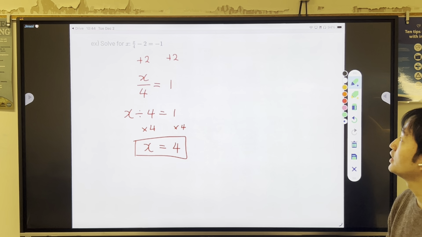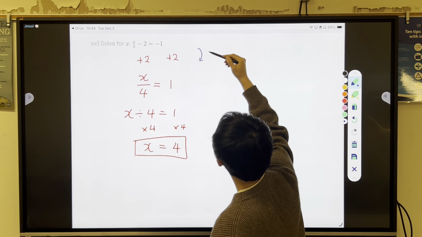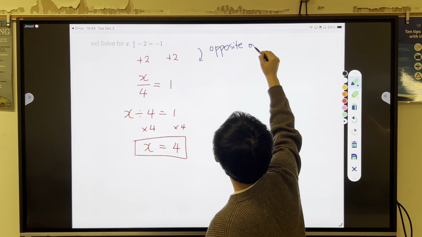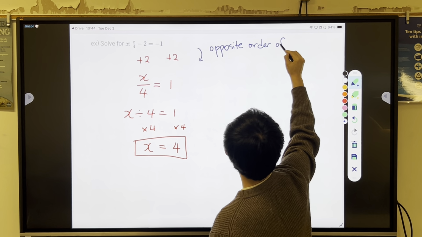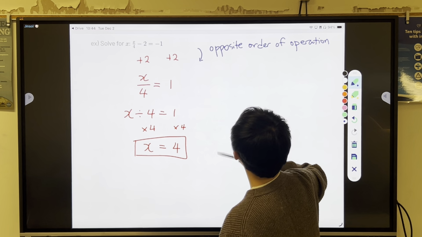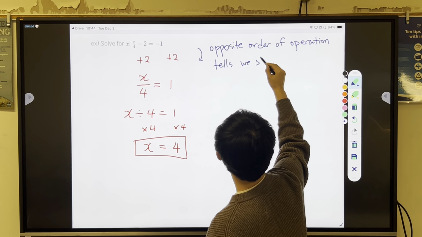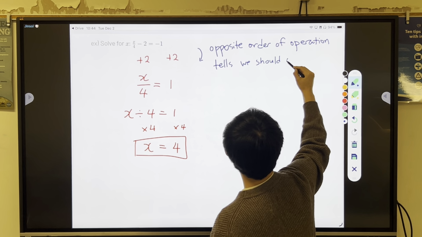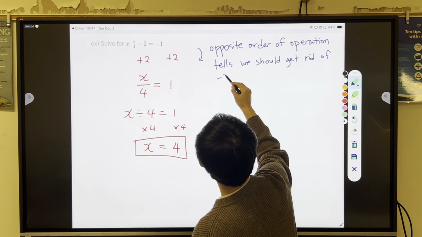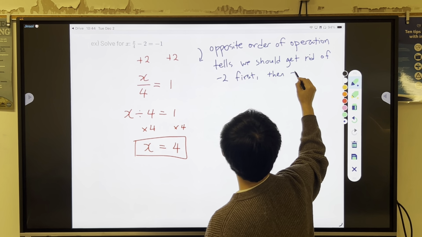Let's annotate the work here. We first need to do the opposite order of operation. The opposite order of operation tells us we should get rid of the minus 2 first. Then divided by 4.